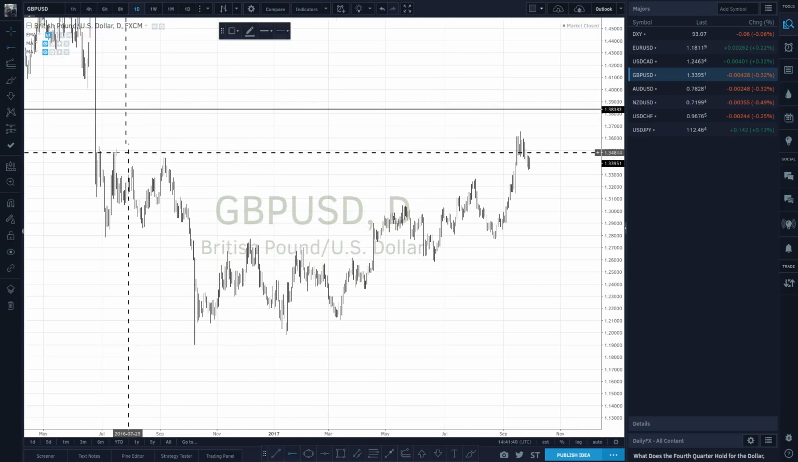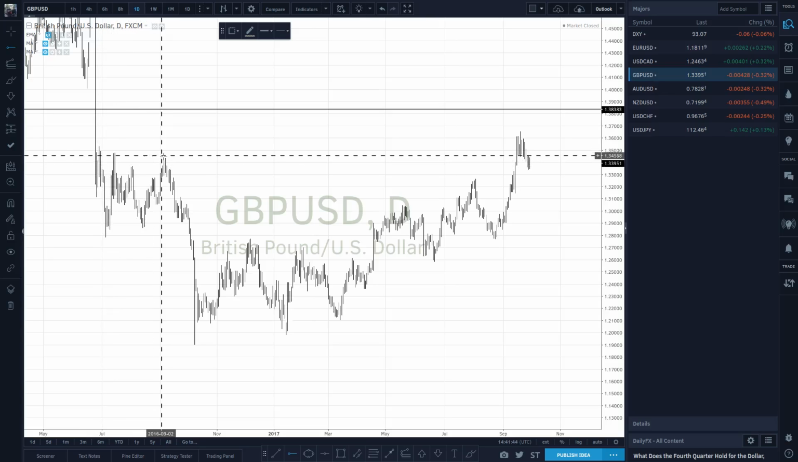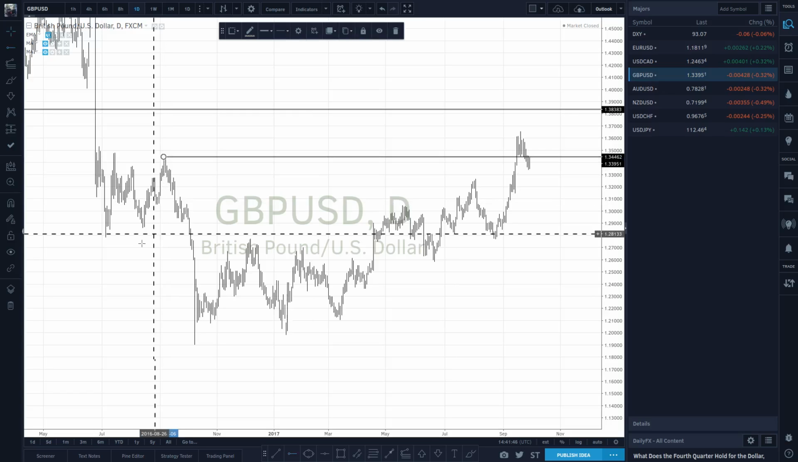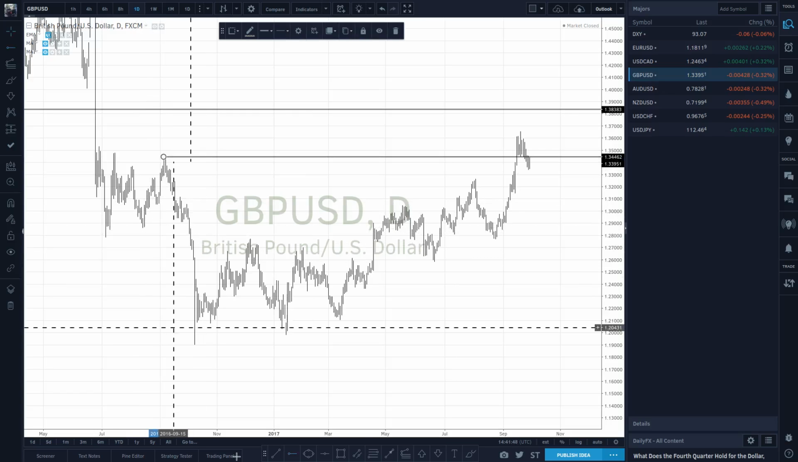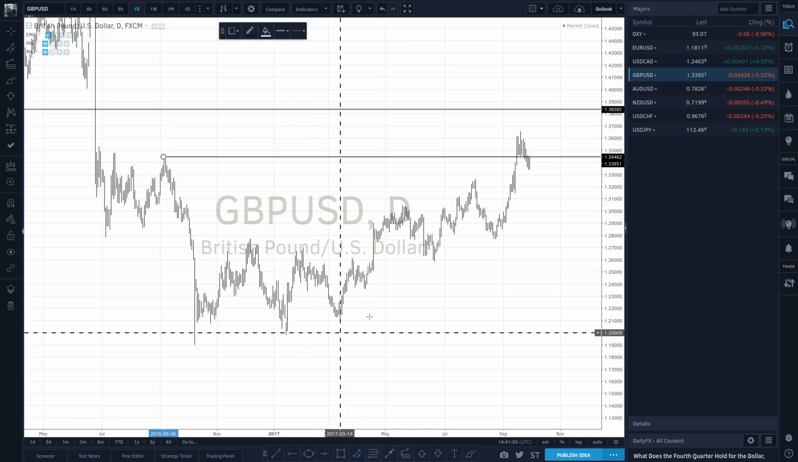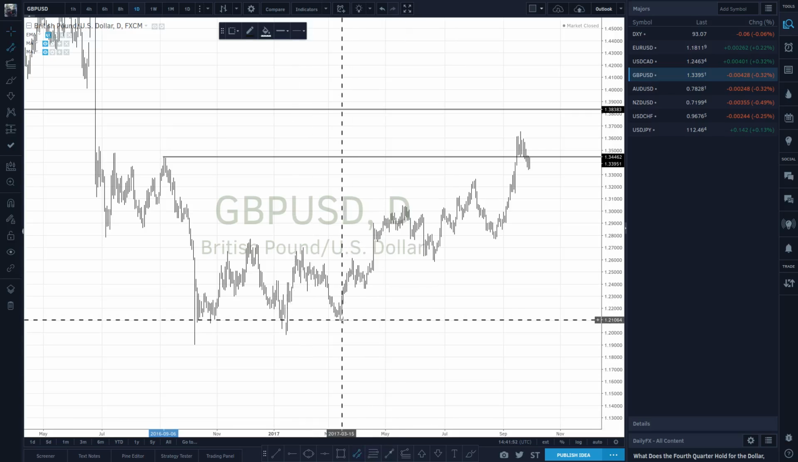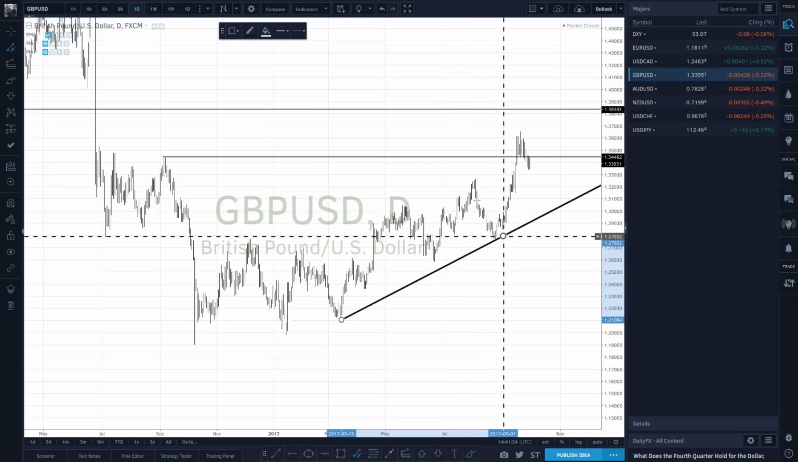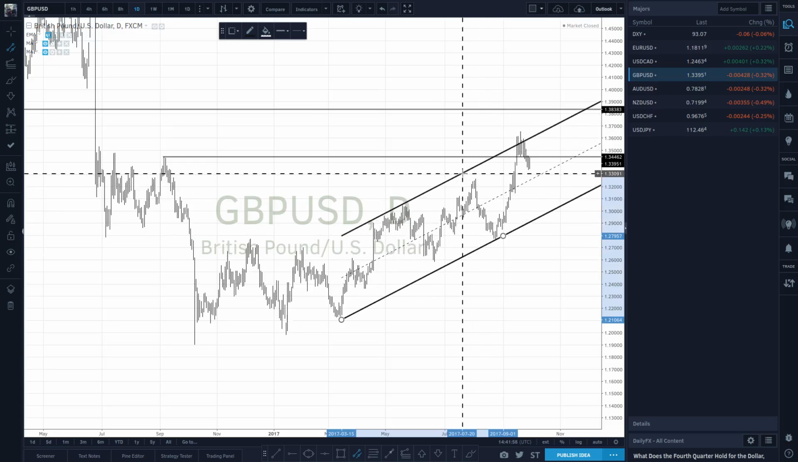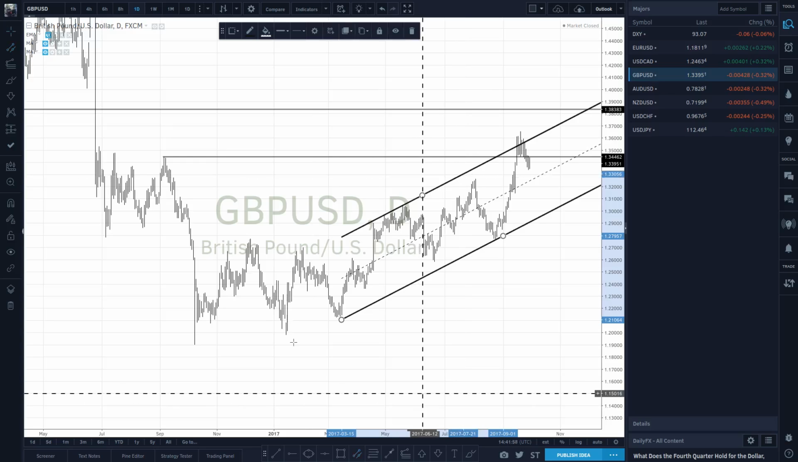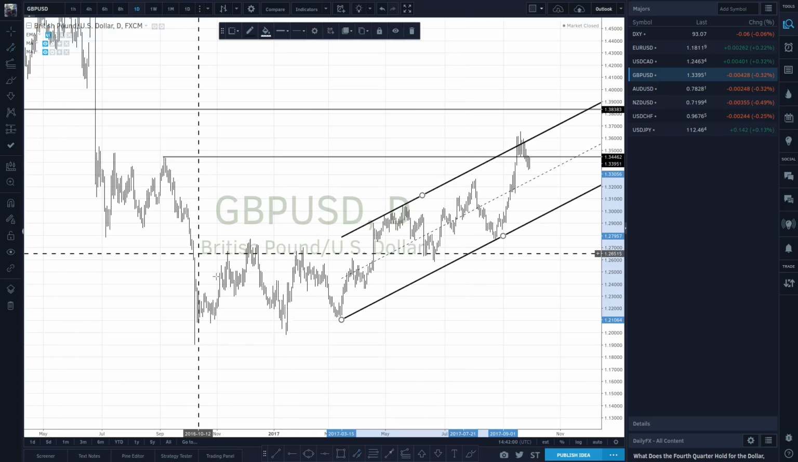Okay. Trying to find an axis here. Let's go with this high. Does look like we have some form of channel here. All right.